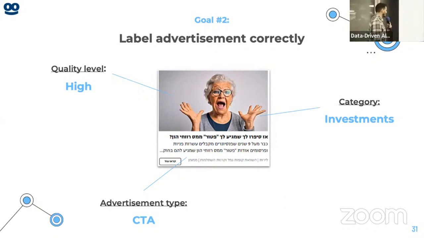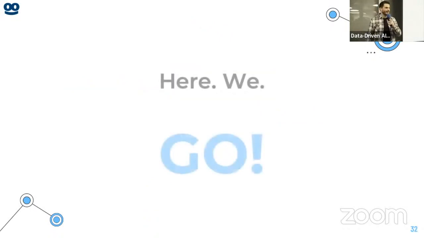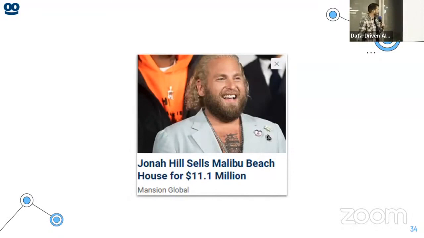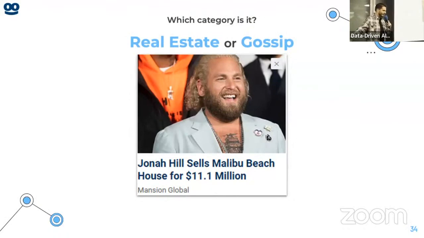And next, we're going to start your training. Okay, are you ready? I have some challenges ready for you. First of all, I'm going to tell you the policy rule, and then you should do your best to follow it. The first policy rule is this: the category of the ad must reflect its actual essence. You need to decide what the category is. This is the ad. And you have two options. First, real estate. Second, gossip.